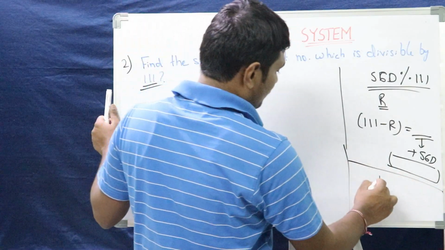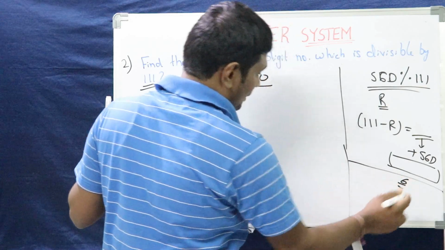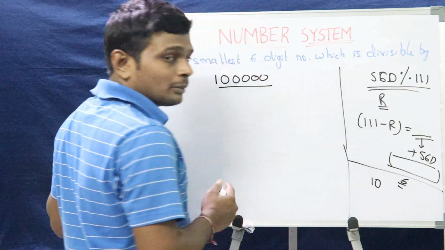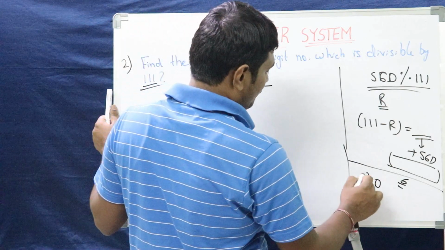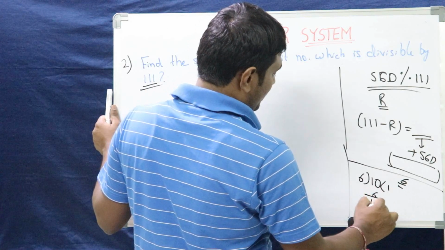Let's assume this one. We need to find the smallest 2-digit number which is divisible by 6. I am taking this one. So what is the smallest 2-digit number? 10 is the smallest 2-digit number. If we divide 10 by 6, what will we get? We will get the remainder 4.